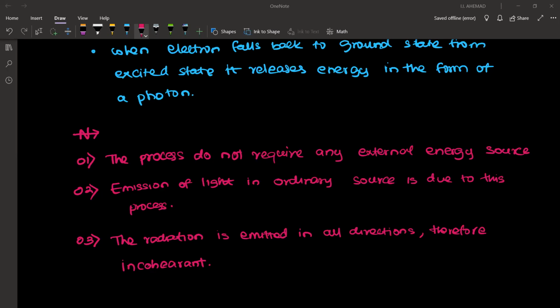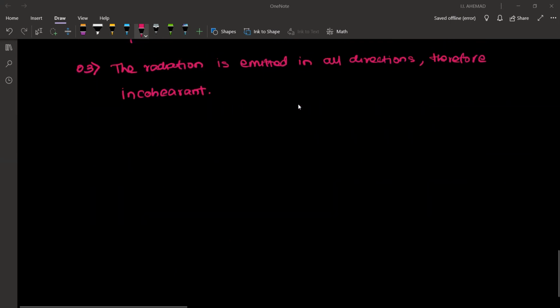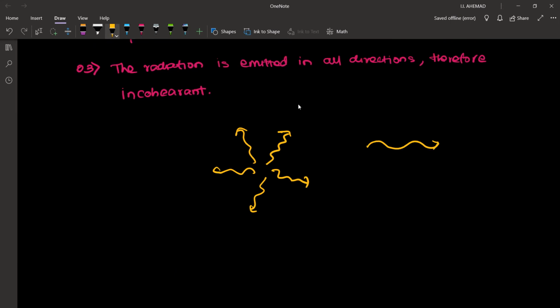So these two processes are not much useful for laser. The third process, incoherent. Incoherent means it is not in one direction. There is no order. It is in every direction. If all of them are syncing together and all of them are in the same order like this, then it is coherent. So this is incoherent, this is coherent.